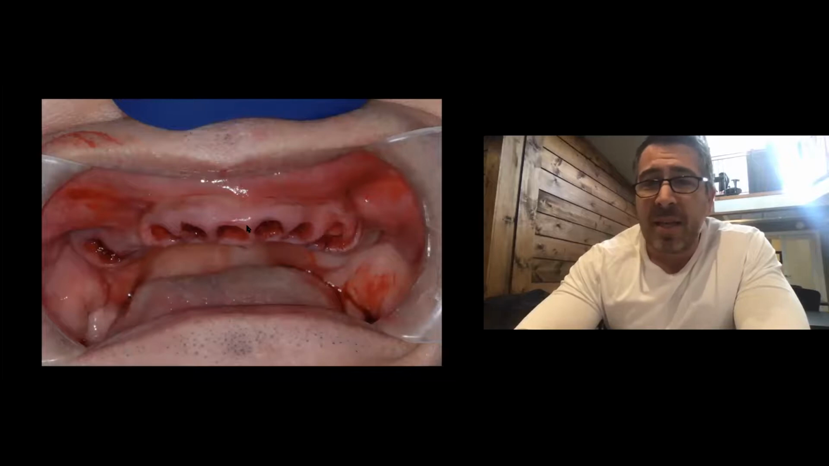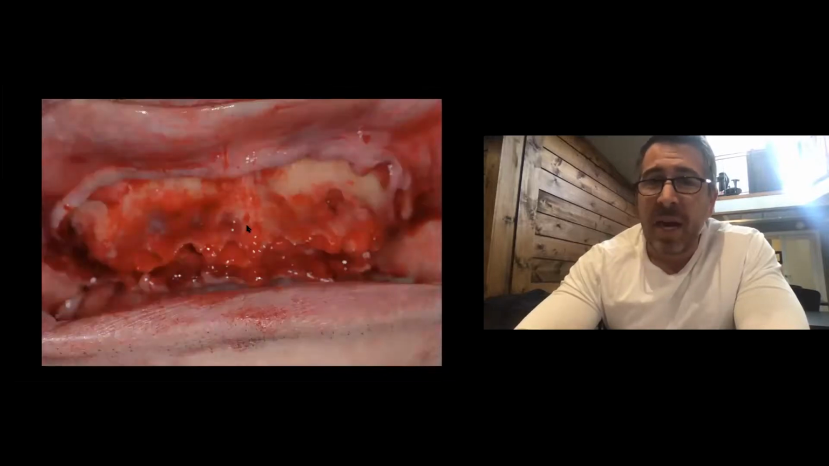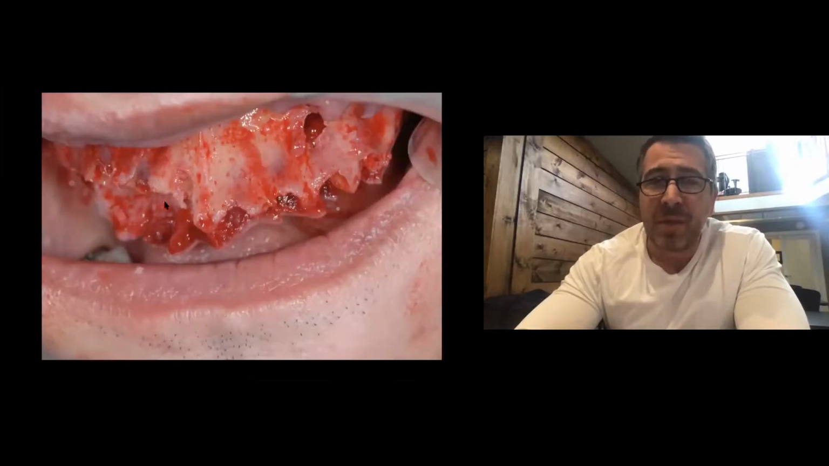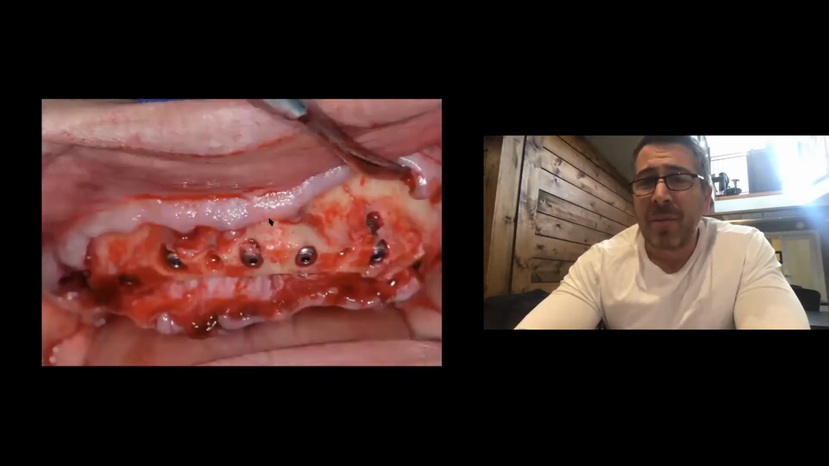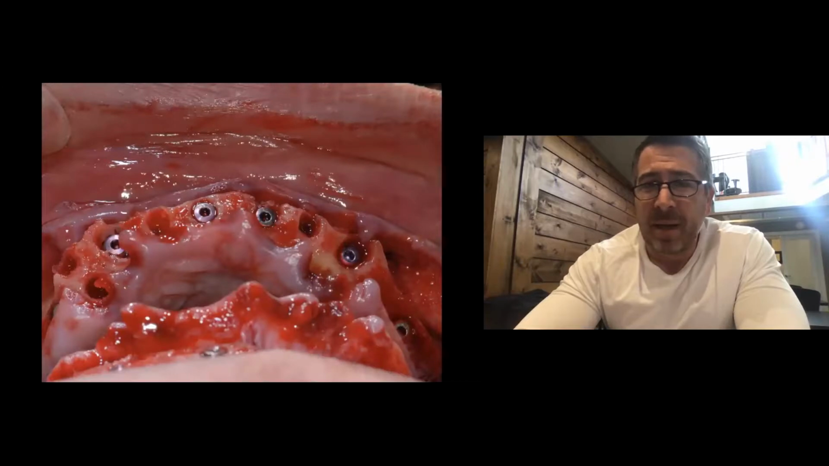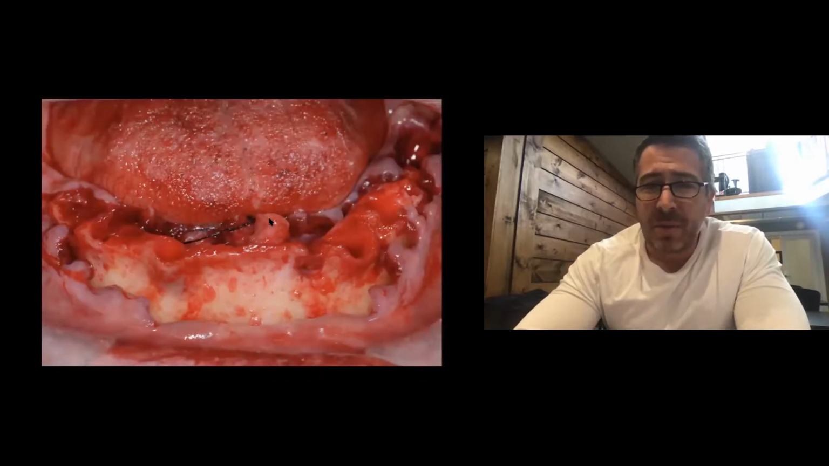So I don't just take the teeth out and fire the implants in the holes. I flap it and I have to reduce it. I have to give space for my ultimate prosthetic and to make that transition zone hide underneath the lip. Reduce the ridge, place the implants. There's some grafting. I'm just going to go through these pretty quickly.